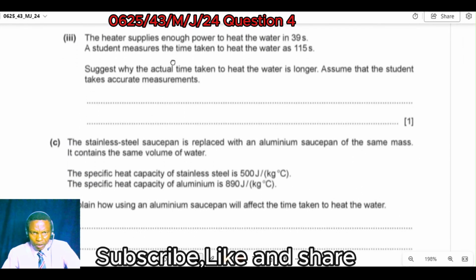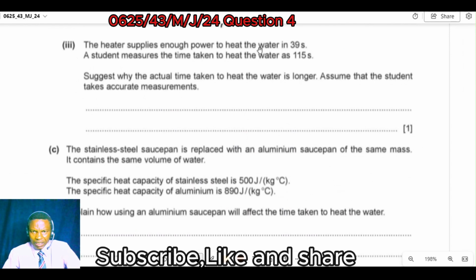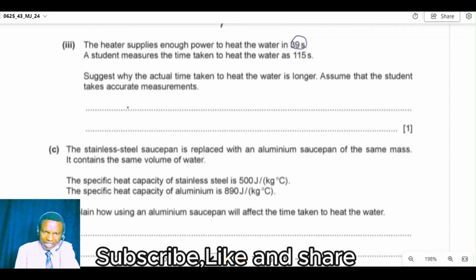The heater supplies enough power to heat the water in 39 seconds, assuming we can heat the water without any container. But a student measured the time taken to heat the water to be 100 seconds. Suggest why the actual time taken is longer: because the water is heated in a container that is a conductor of heat. So the container is going to absorb part of the heat supplied.